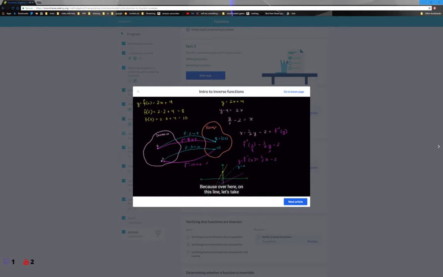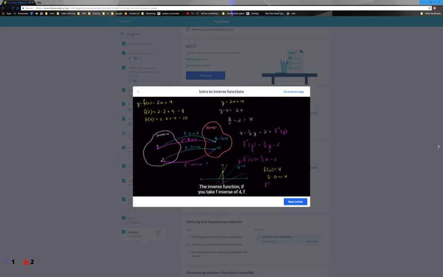Because over here on this line, let's take an easy example. Our function, when you take 0, so f of 0 is equal to 4. Or our function is mapping 0 to 4, right?